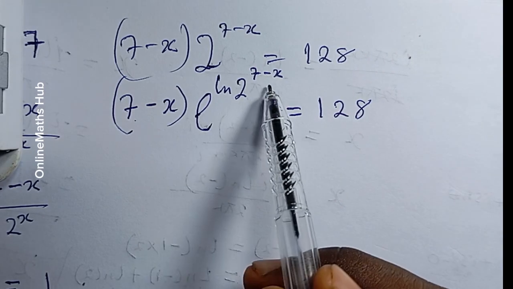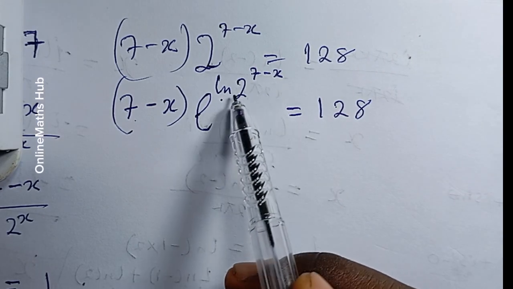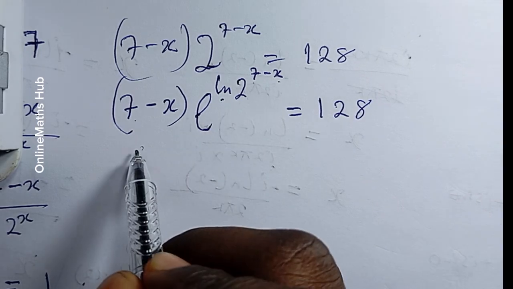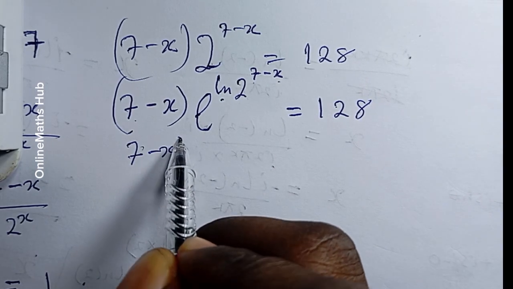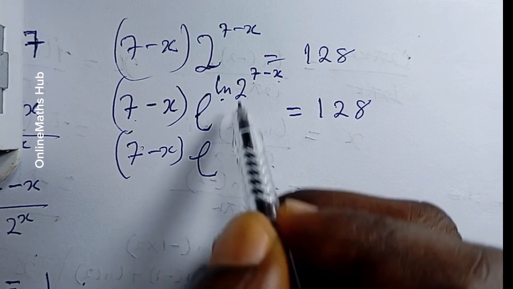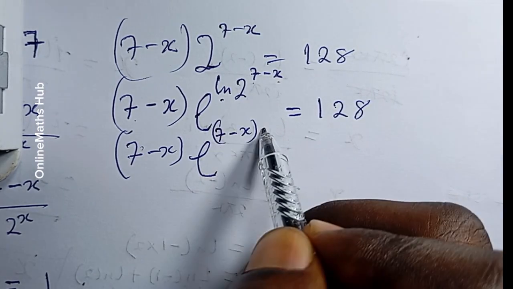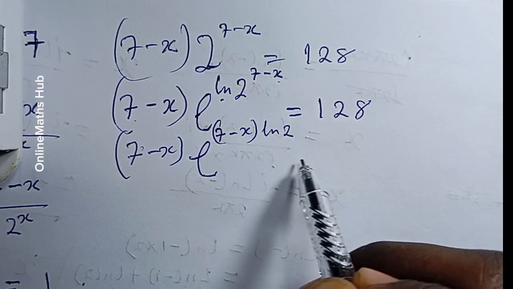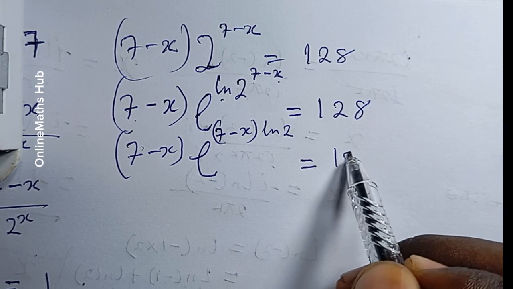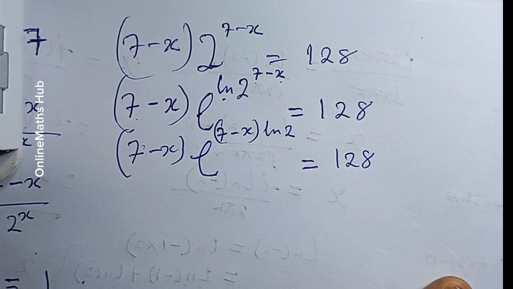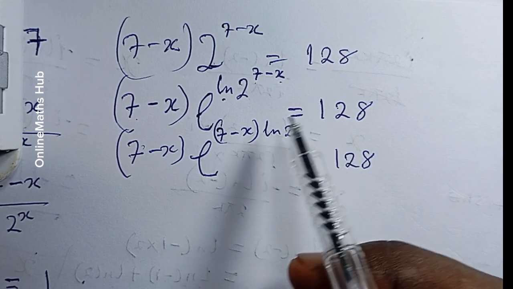Okay, so I am going to apply the rule of natural log right here. So I'll bring down this 7 minus x here. So I'm going to be having 7 minus x, multiplied by exponential 7 minus x multiplied by the natural log of 2, is equal to 128. Okay, so at this point you can see that we are almost there.